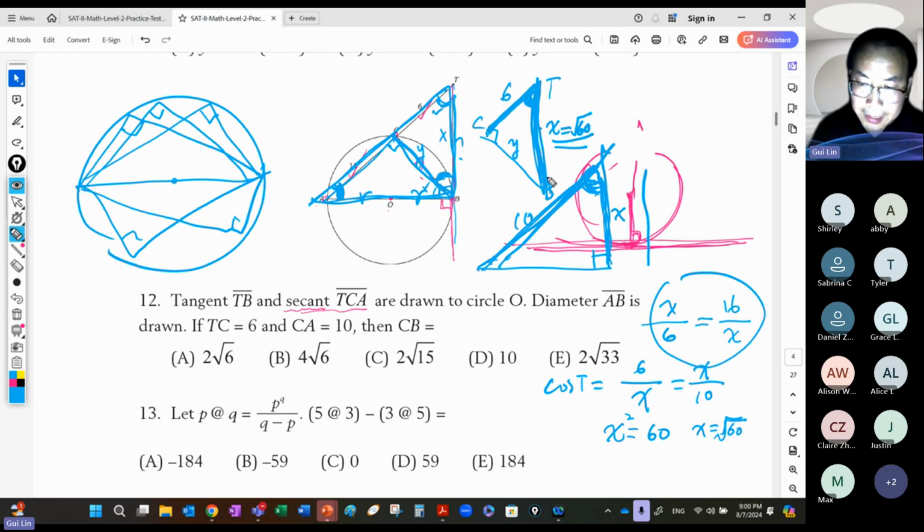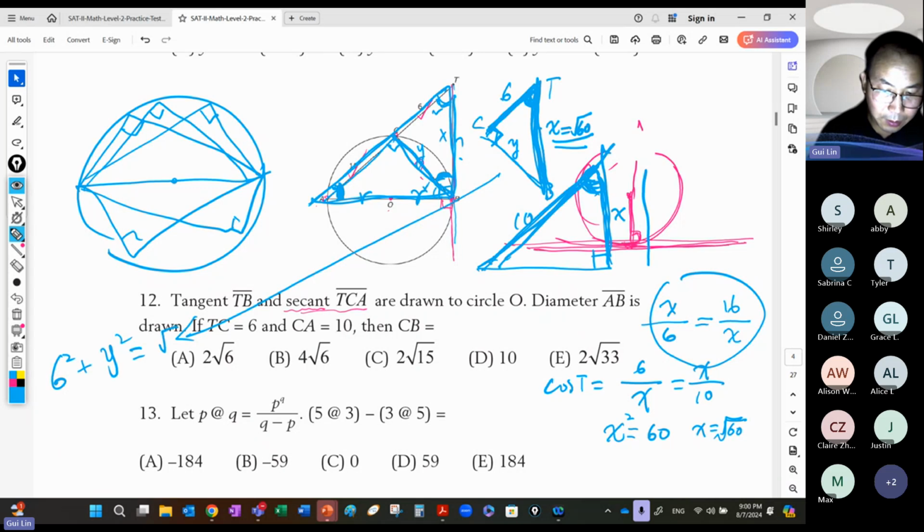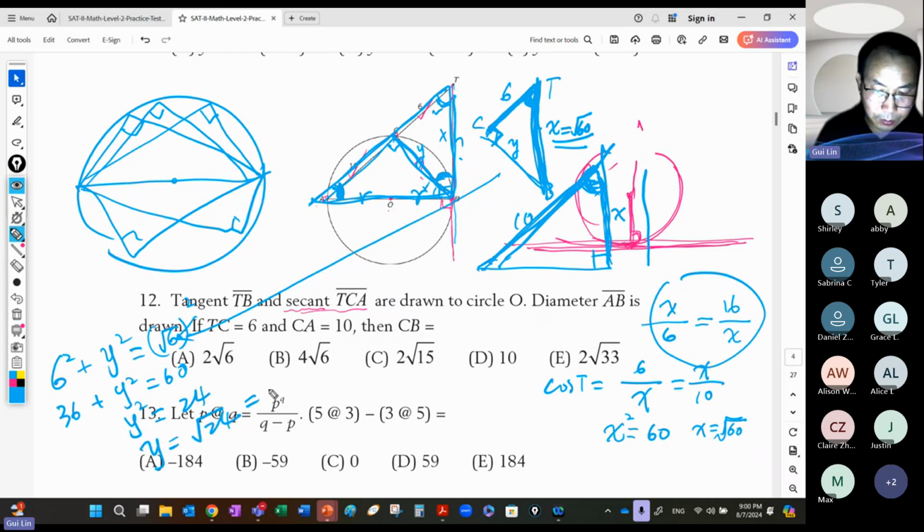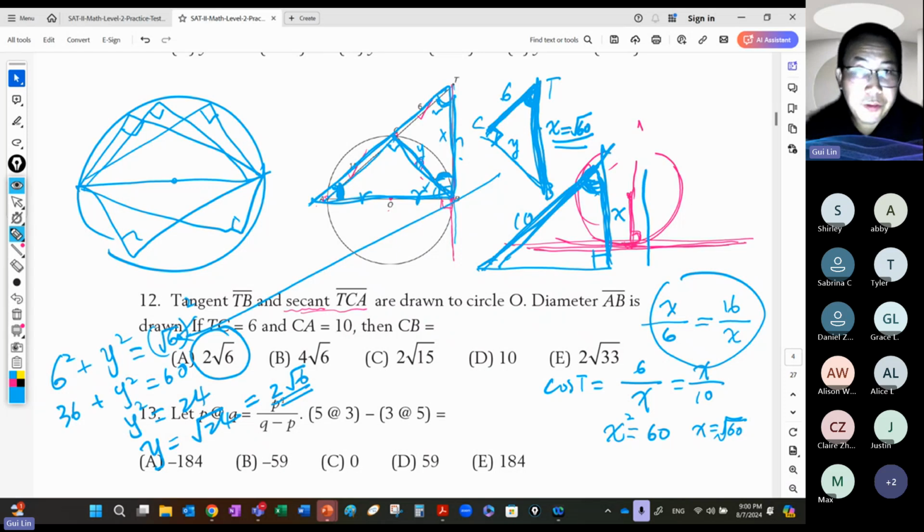So we notice we know two sides, so we definitely can find a third side, right? They have a relationship, especially in a right triangle. Okay, so 6 squared plus y squared equals square root 60 squared. So it means 36 plus y squared equals 60. So y squared equals 24. So y equals square root 24. So take a 4 out, right? So 2 square root 6. Answer will be that.